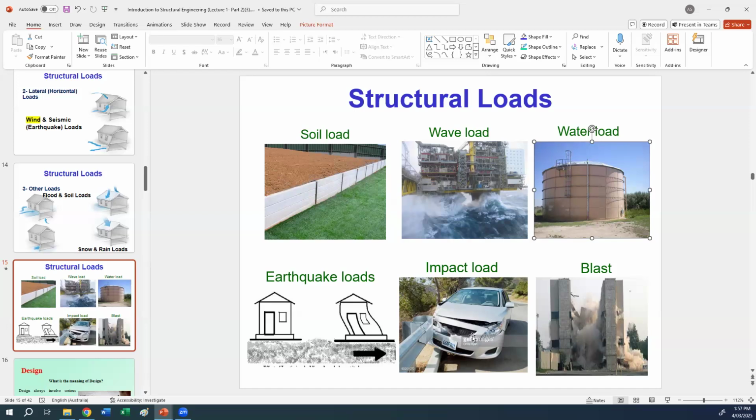Impact load is like a car colliding with a structure. This is a load that can cause damage or failure of the structure. So in some areas or for some types of structure, we need to consider impact load. Another type of load is the blast load. Blast load results from explosions. For example, in a nuclear plant, you need to design the walls and slabs of the plant to resist the blast load. So these are all some examples of loads.